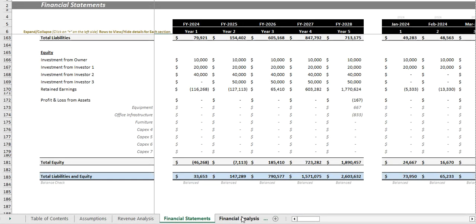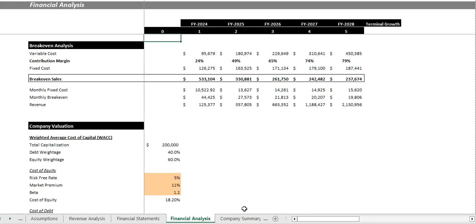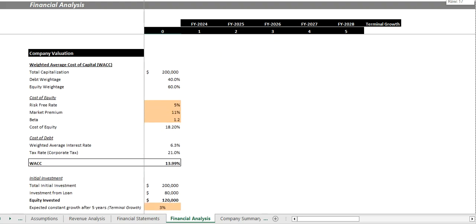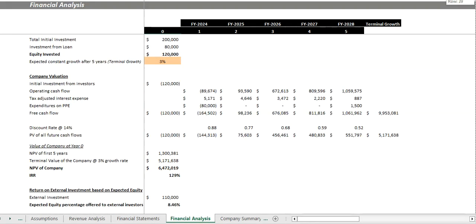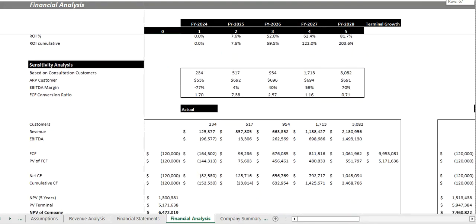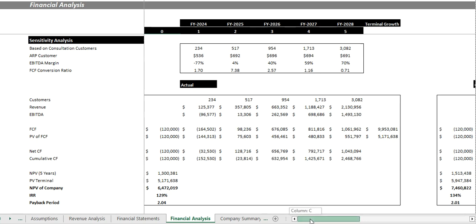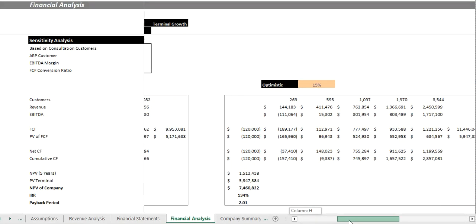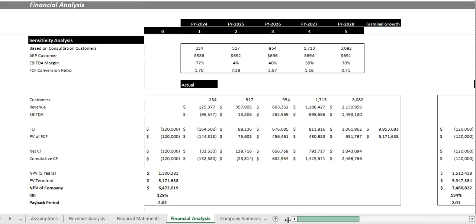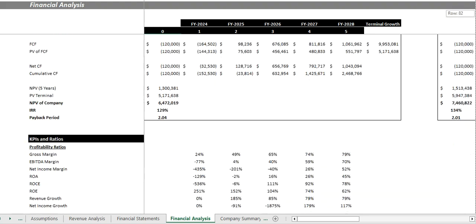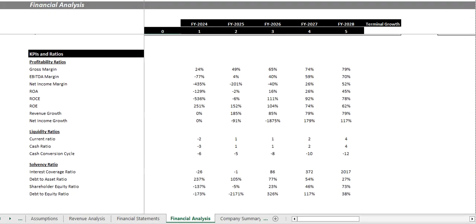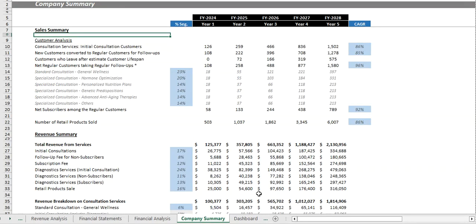Moving on from the financial statements, we have the financial analysis part, which shows us the break-even analysis of our longevity clinic business. Then we have the company valuation, which shows us the WACC and the NPV for a business. Moving on, we have sensitivity analysis. Here we do sensitivity analysis in three different situations: the actual situation, which is the current situation, the optimistic situation, and the pessimistic situation. Moving on from the sensitivity analysis, we have different kinds of KPIs and ratios for our business.